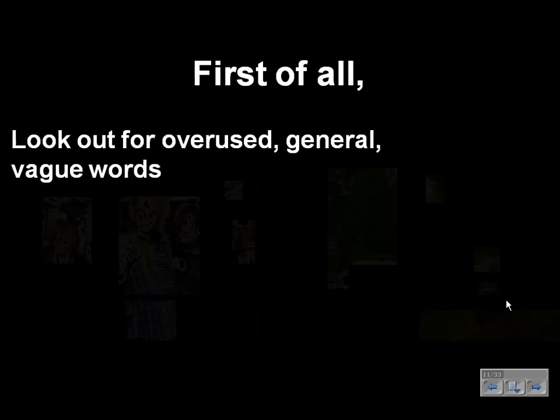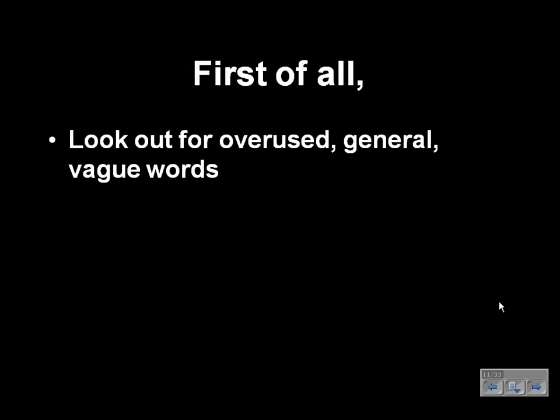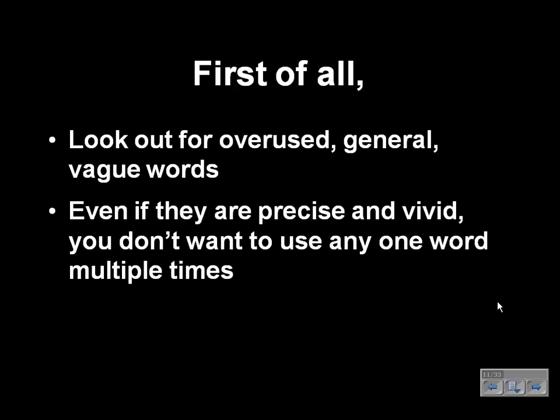First of all, look out for overused general or vague words. Even if they're not precise or vivid, you don't want to use any one word multiple times. Maybe you have a very nice, precise, vivid word, but you use it a lot. Well, you want to try to use some different words. So overused is also something you should watch out for. It's a very easy revision to make. Look down through your paper, and a lot of times you can just see the same word being used over and over again. You may want to revise that out.